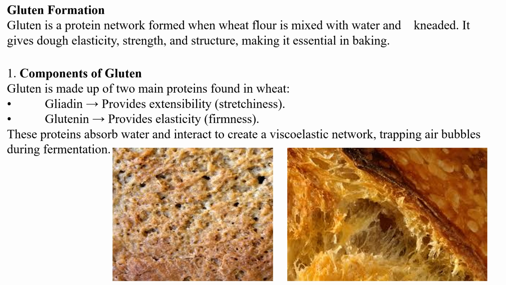In the preparation of gluten, there are two components: the components of gluten and the process of gluten formation. Gluten is made up of two main proteins found in wheat: gliadin and glutenin. Gliadin provides extensibility, which means stretchiness, and glutenin provides elasticity, which is firmness. These proteins absorb water and interact to create a viscoelastic network, trapping air bubbles during fermentation.